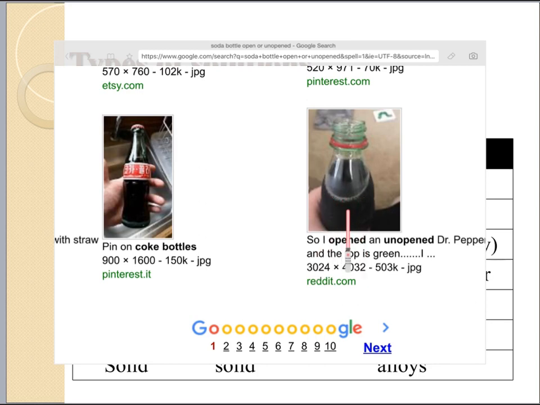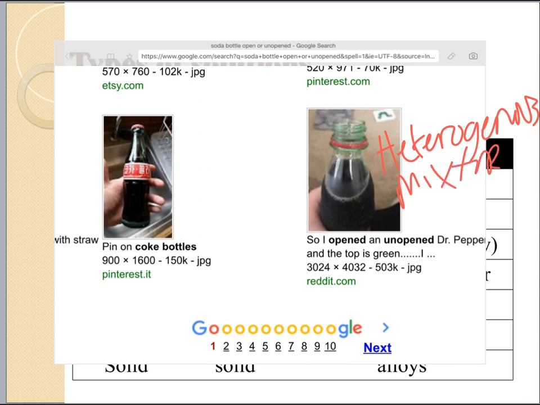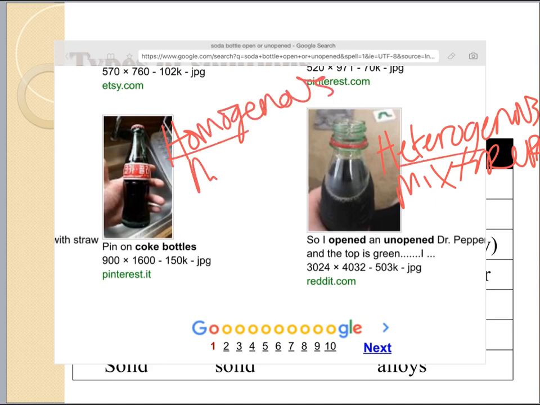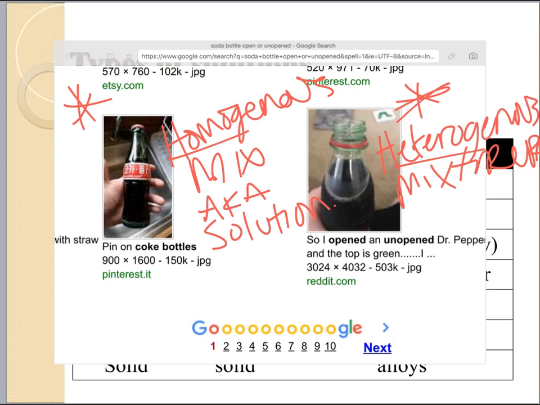Well, it's because the CO2 no longer has to stay in solution. It can boil out because the pressure has been released. So right here, this is no longer homogeneous. Right now, this is hetero. This is a heterogeneous mixture. Pretty cool, right? Right here, this is a homogeneous mixture. Homo versus hetero. Homogeneous mixture, also known as a solution. If you don't get anything else out of this today, you need to make sure that you know the difference between these two things here.